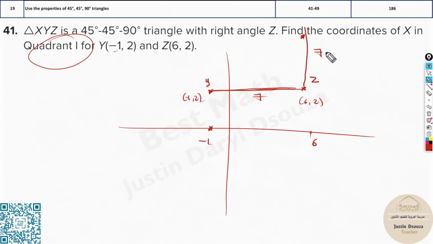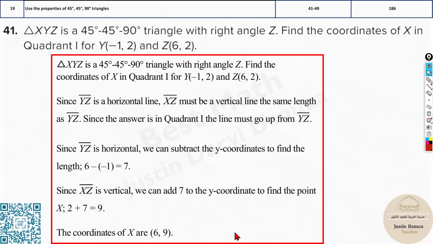So this must be 7 itself. From the z point, we know the value of the x coordinate is 6. But what is the y value? It has to be 2 plus 7 because it's going up. This is 2, and 7 must be added, so it will be 9. So it's (6, 9). Then we can just join them, and that will be the 45-45-90. Basically in a 45-45-90, this base and one more base must be equal. In my drawing it's not accurate, but they must be equal. If this is 7, this is also 7. That's why we get (6, 9).